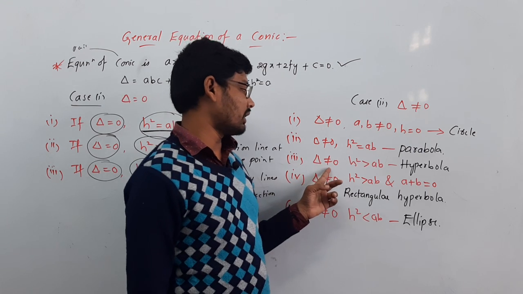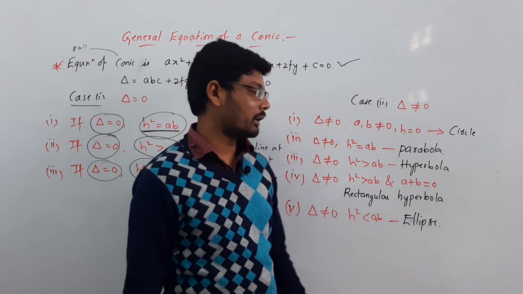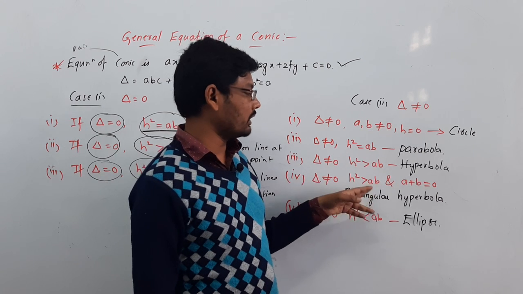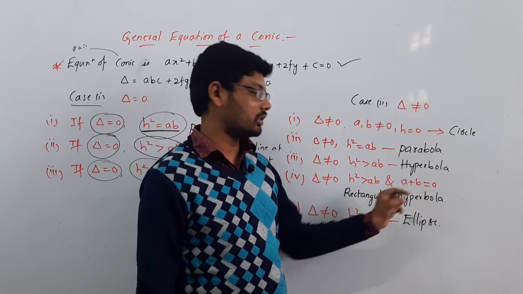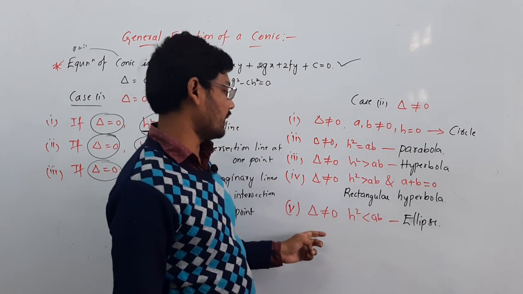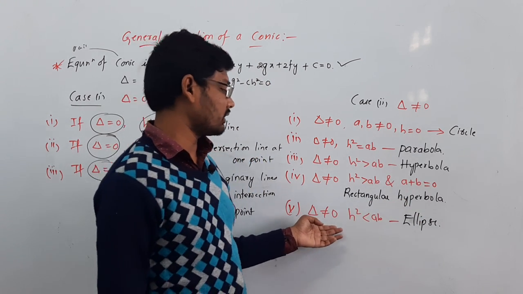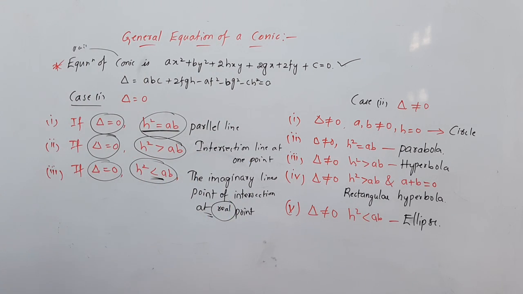And if delta is not equal to 0, then the condition h square greater than ab, it is a hyperbola. And in that same condition, if the sum of the two coefficients of x square and y square is equal to 0, then the figure is said to be a rectangular hyperbola. And the fifth point, if delta is not equal to 0, h square is less than ab, then the figure is said to be an ellipse here.